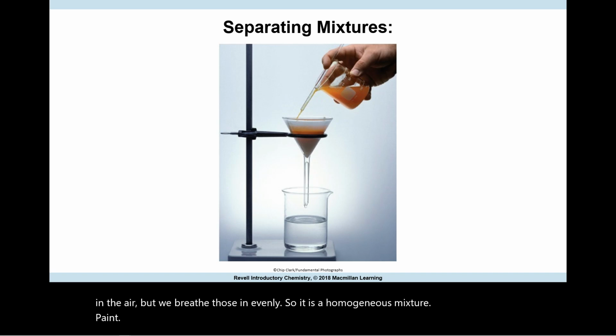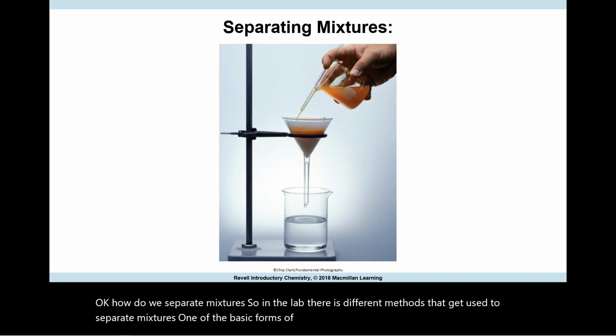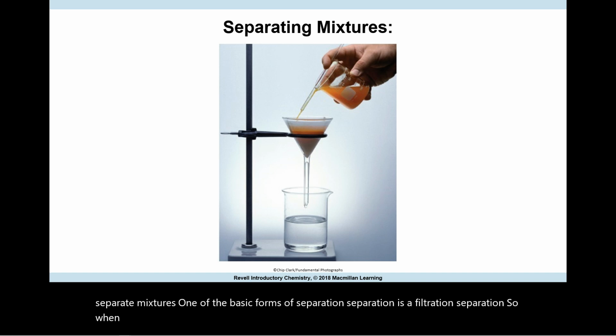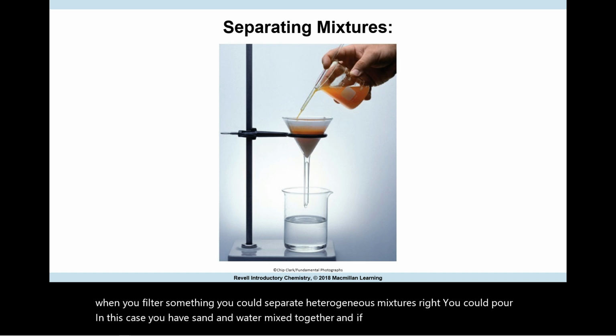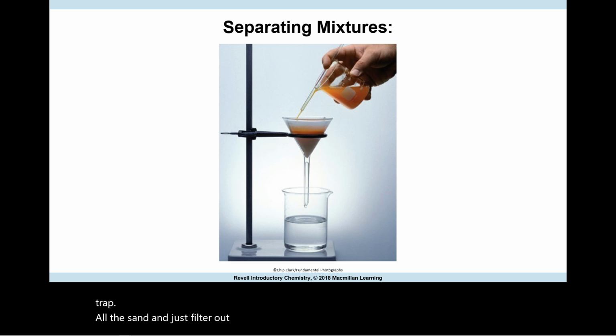Okay, how do we separate mixtures? So in the lab, there are different methods that get used to separate mixtures. One of the basic forms of separation is filtration. So when you filter something, you could separate heterogeneous mixtures, right? You could pour, in this case, sand and water mixed together, and if you have a filter, it could trap all the sand and just filter out the water. And you're just going to get some nice water at the bottom.